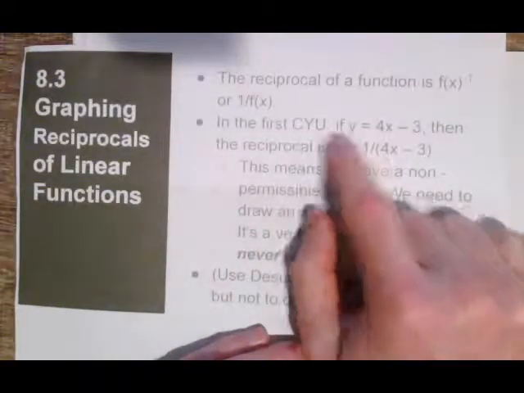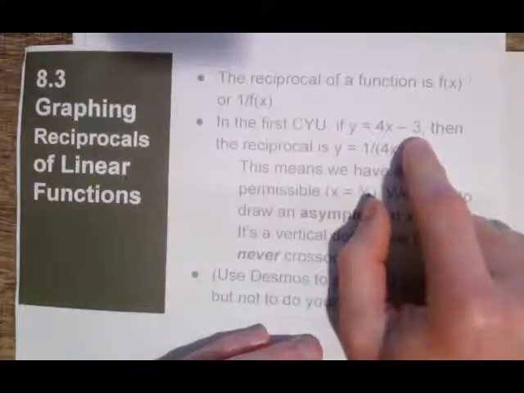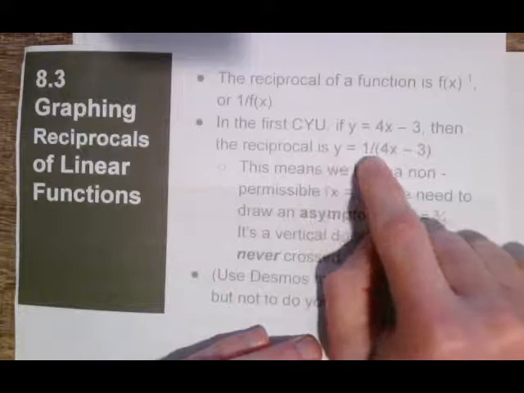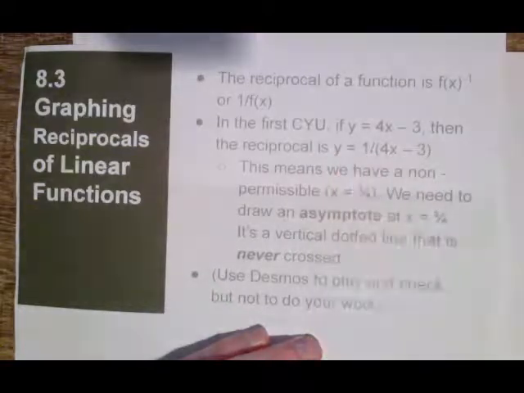In the first check your understanding, if y equals 4x minus 3, then the reciprocal is, sorry, y equals 1 over 4x minus 3. I need to drink water.